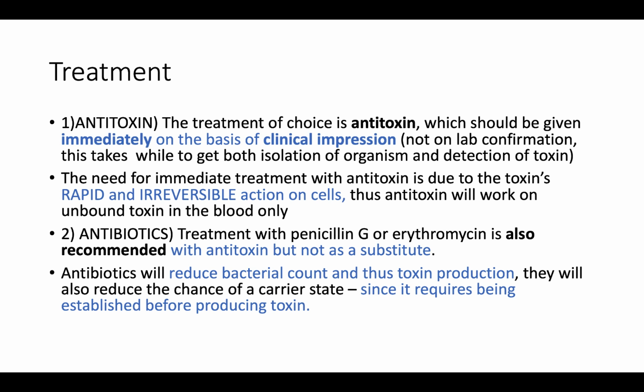The need for immediate treatment is due to the toxin's rapid, important, and irreversible action on the elongation factor 2. These cells, the neurons, all these cells, if they are destroyed, you cannot get them back. So the other option, which is recommended in this case, is to use penicillin or erythromycin. Again, this is a gram-positive, so you give it with the antitoxin, but not as a substitute. Antibiotics do not work on toxins. So you want to reduce the bacterial count and reduce toxin production, but you still have to give the antitoxin for the already established toxin.